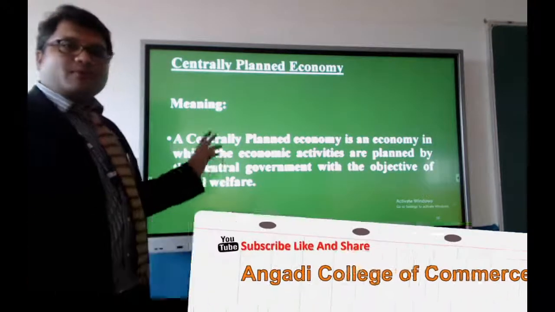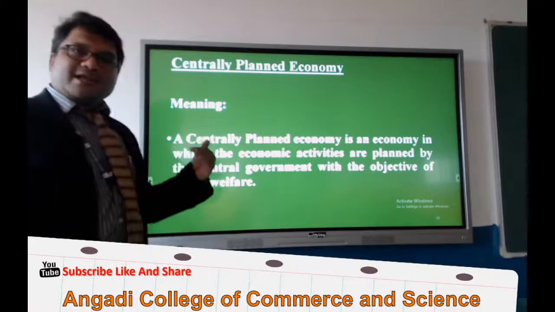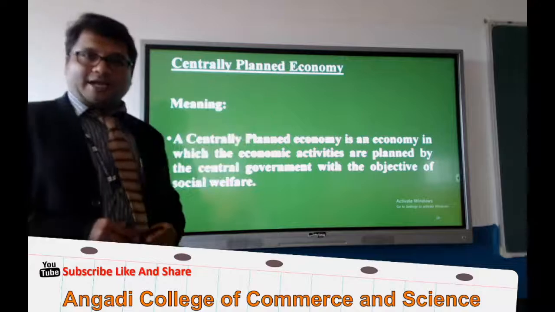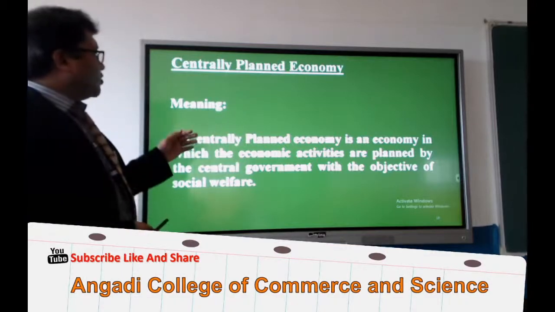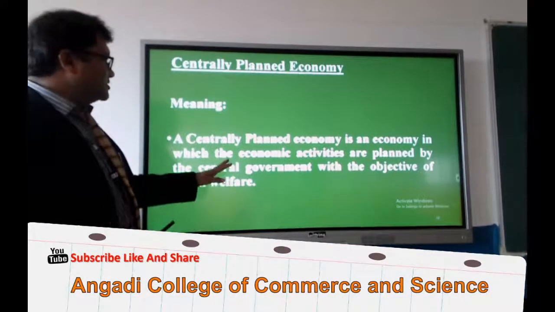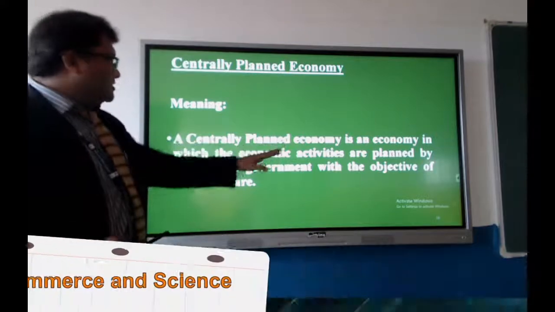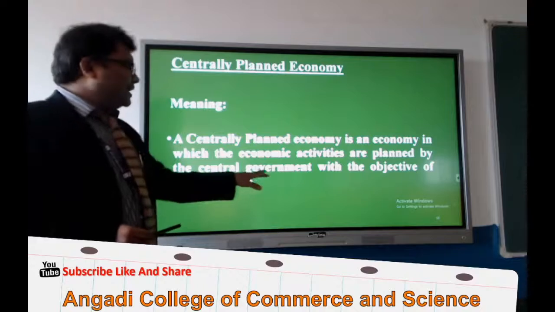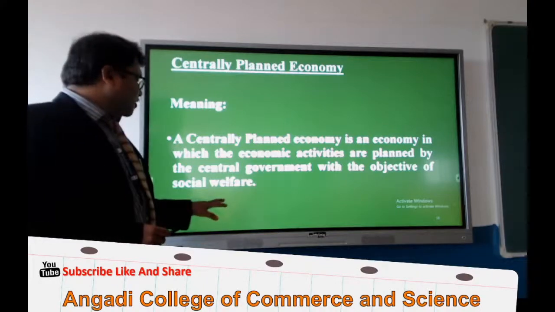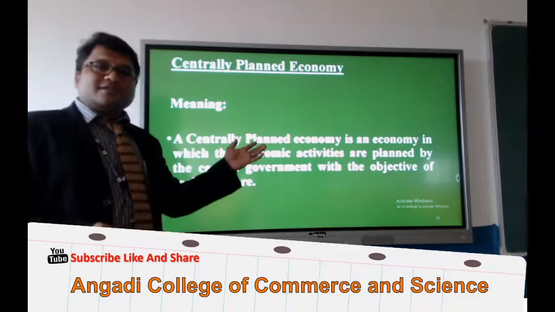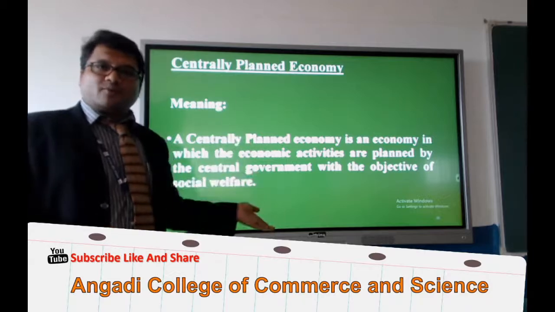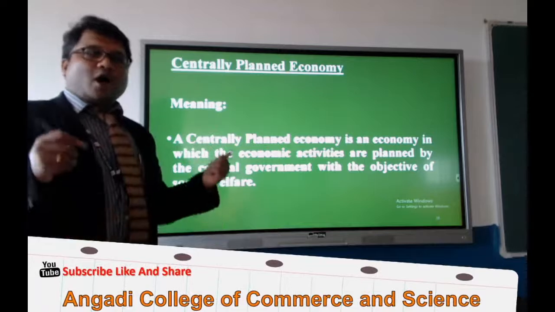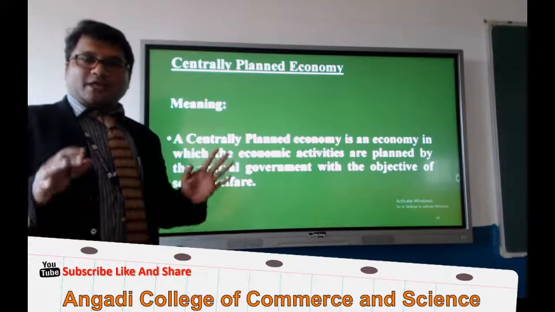Now that is all about market economy. Now let's understand the next type of economy, which is called centrally planned economy. A centrally planned economy is an economy in which economic activities are planned by a central government with the objective of social welfare. So this is completely opposite when compared to market economy. In such type of economies, not much freedom is given to private individuals.